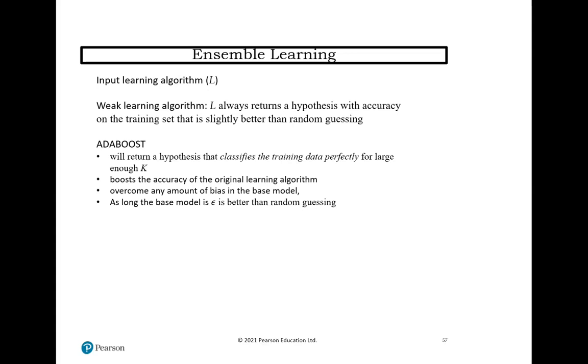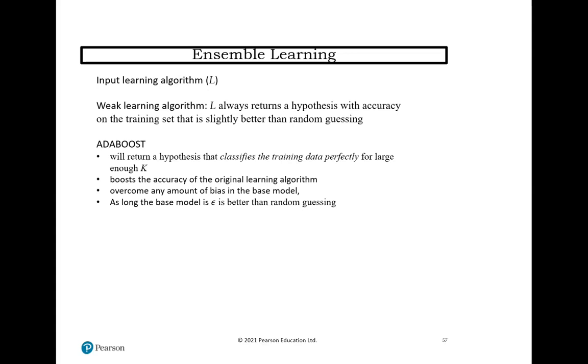And AdaBoost will return a hypothesis that classifies the training data perfectly, which is guaranteed for large enough K. So if you include a large enough ensemble, then AdaBoost is guaranteed to give you a correct classifier over the training data. And of course, it boosts the accuracy of the original algorithm. So a simple tree will never beat an AdaBoost ensemble of trees. And it overcomes also any amount of bias in the base model.